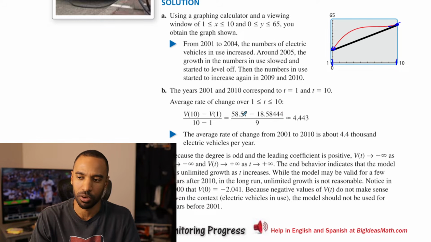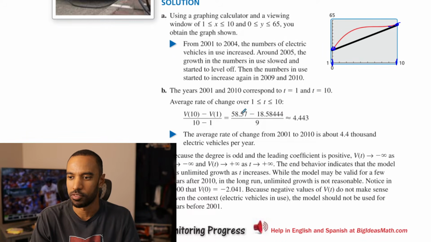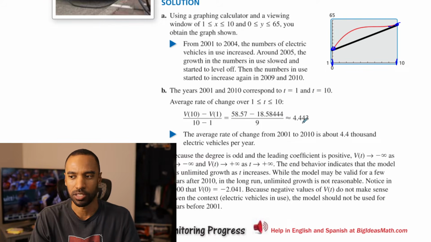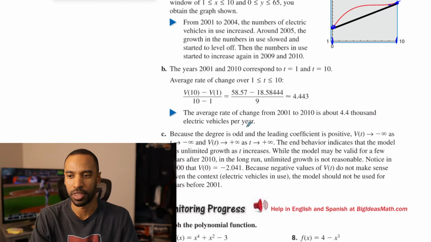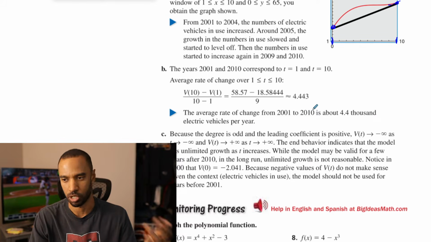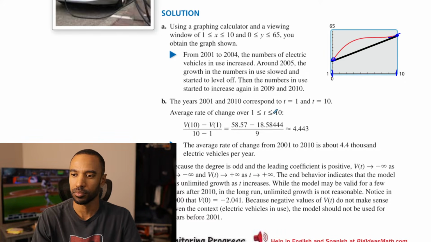How many electric vehicles, in thousands, I think they said. 58,000 minus 18,000, divided by 9 years that have passed. So an average of 4.4 thousand electric vehicles are purchased per year. The average rate of change.